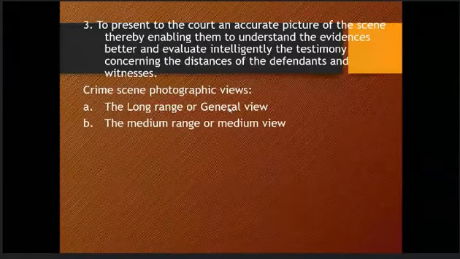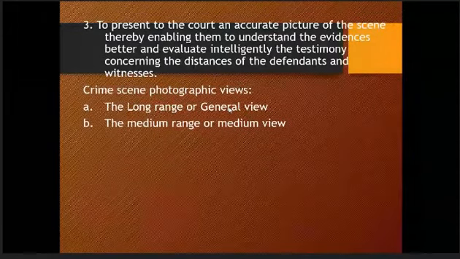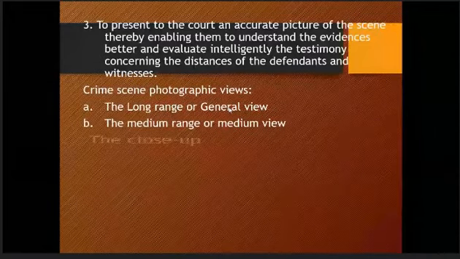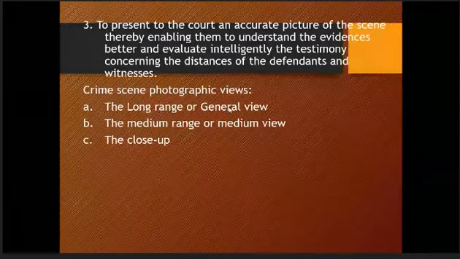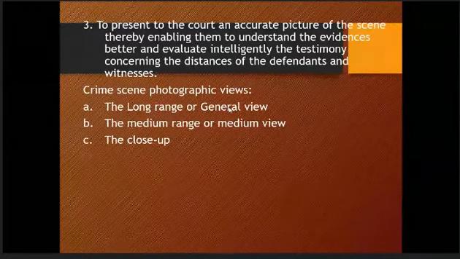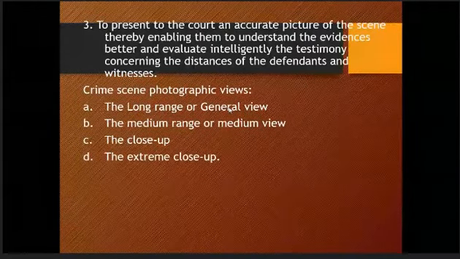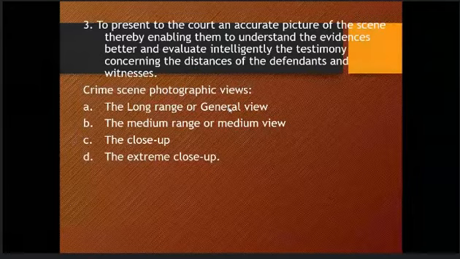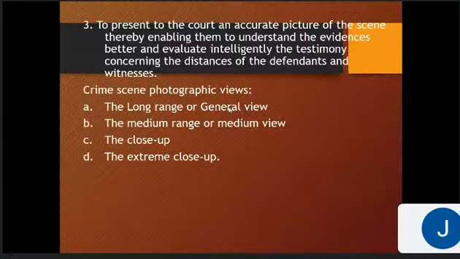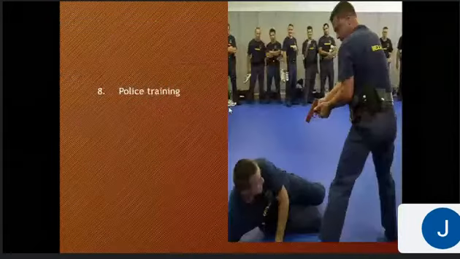Then, medium range or medium view, going to the specific room where the crime happened. Close up, going to the victim. And going to the affected area is extreme close up. We don't have Colgate, guys, ha? Only close up and extreme close up. Okay, so that ends our presentation this morning.